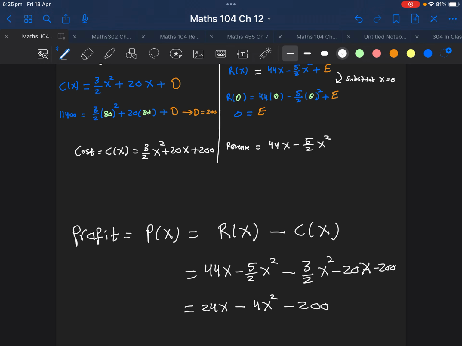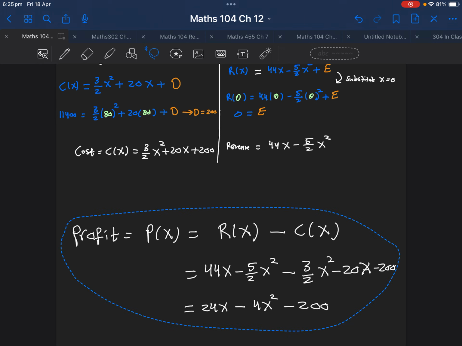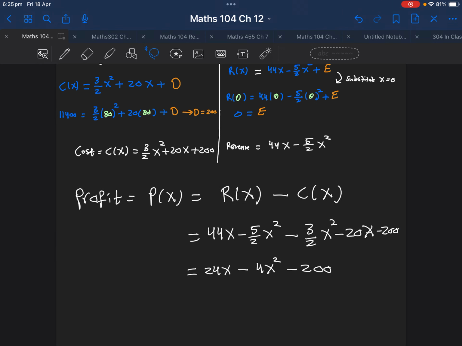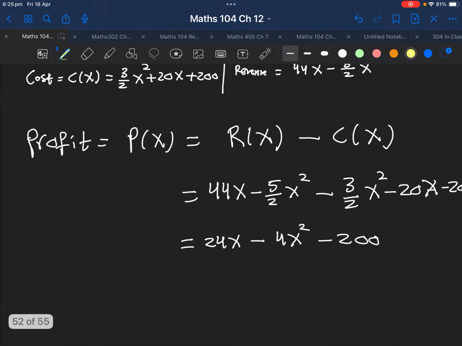The way we did it, we find the revenue, we find the cost, and we subtract them from each other. How do we find the cost? By taking the derivative. How do we find the revenue? By taking the integral.